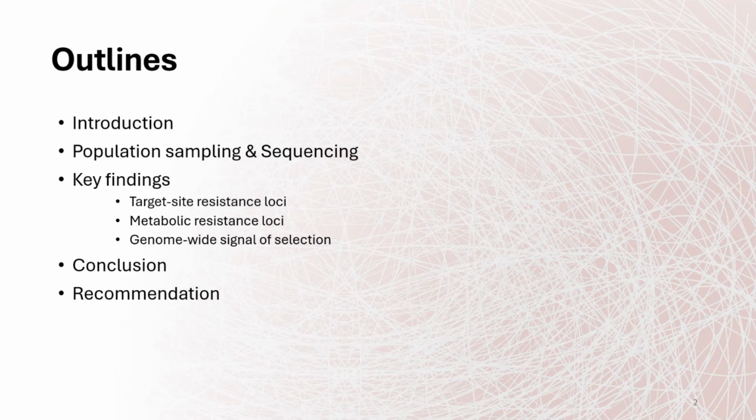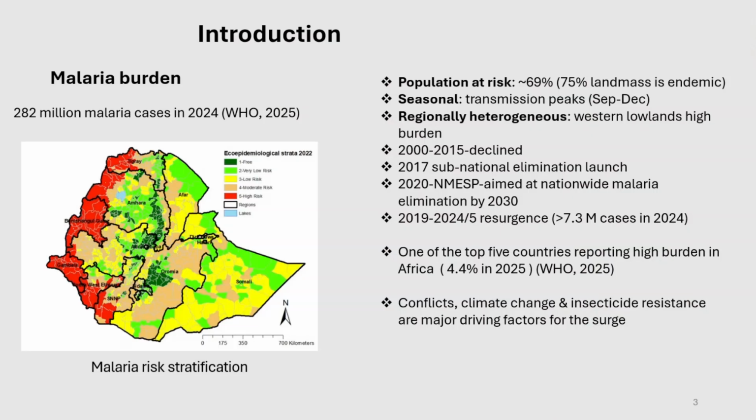To begin with, we know that despite the huge investment for malaria control, the disease continues to rise in burden. As we all know, according to the WHO report, there were an estimated 282 million malaria cases globally. Most of the cases, about 94%, are reported from the sub-Saharan African countries. Ethiopia is also one of the sub-Saharan countries highly burdened with malaria, which reported 4.4 million, even with this recent report.